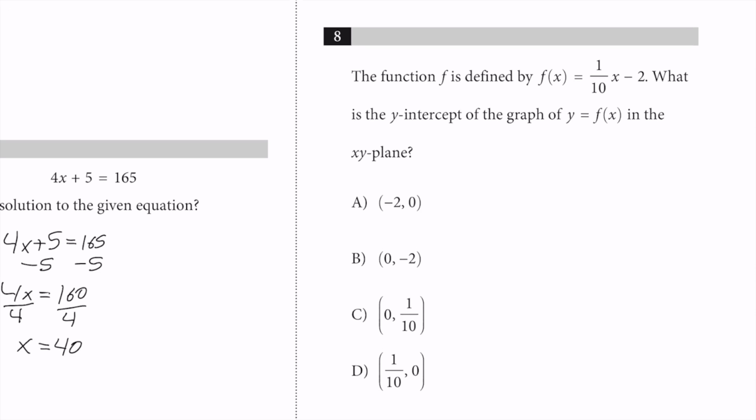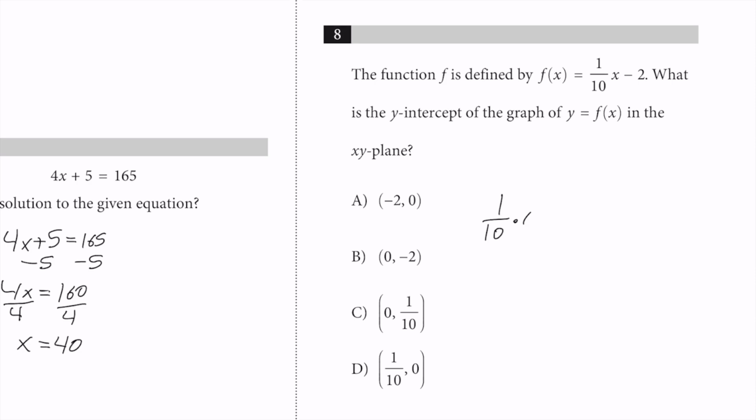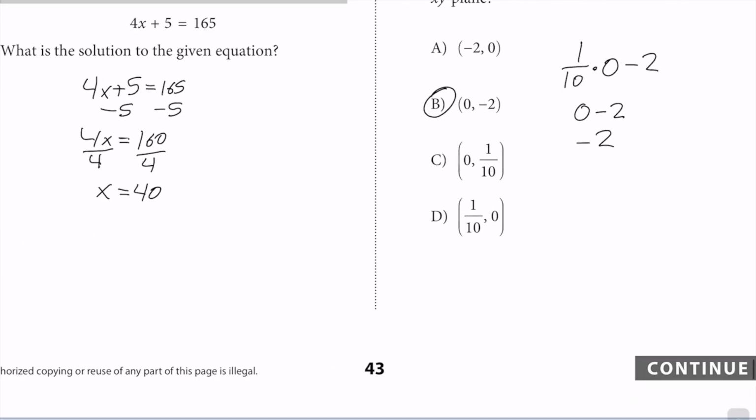The function f is defined by f of x equals 1 over 10x minus 2. What is the y-intercept of the graph of y equals f of x in the xy plane? So the y-intercept is what you have when you have x equal to 0. So if you set x equal to 0, you have 1 over 10 times 0 minus 2, or 0 minus 2, or negative 2. And we know x is equal to 0 because that's in the definition of the y-intercept. So B must be our answer.